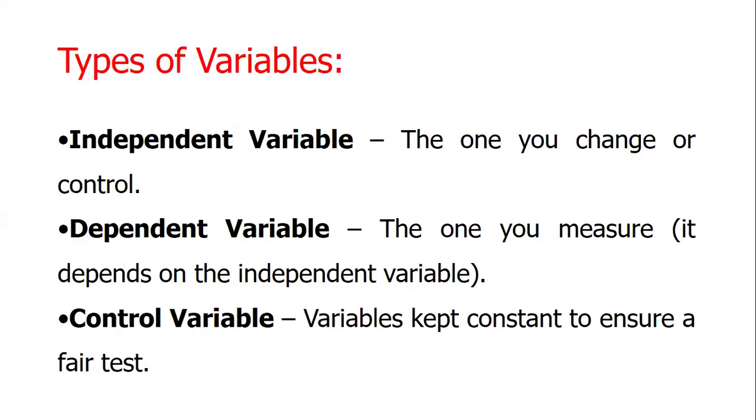Types of variables: independent variable, the one you change or control; dependent variable, the one you measure, it depends on the independent variable; control variable, variables kept constant to ensure a fair test.